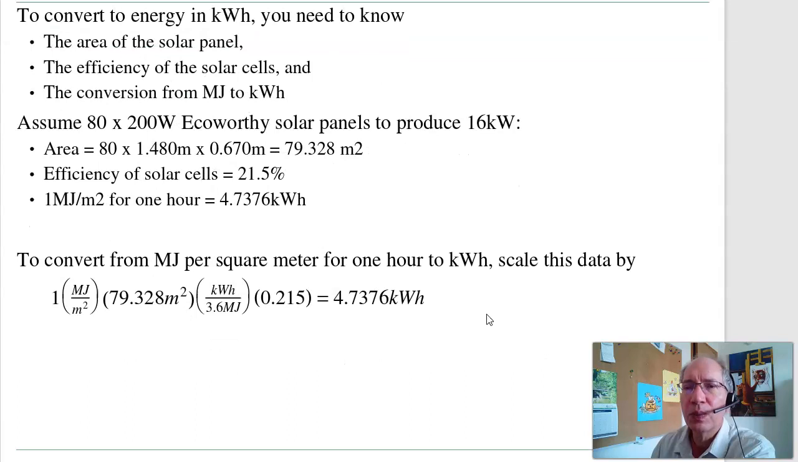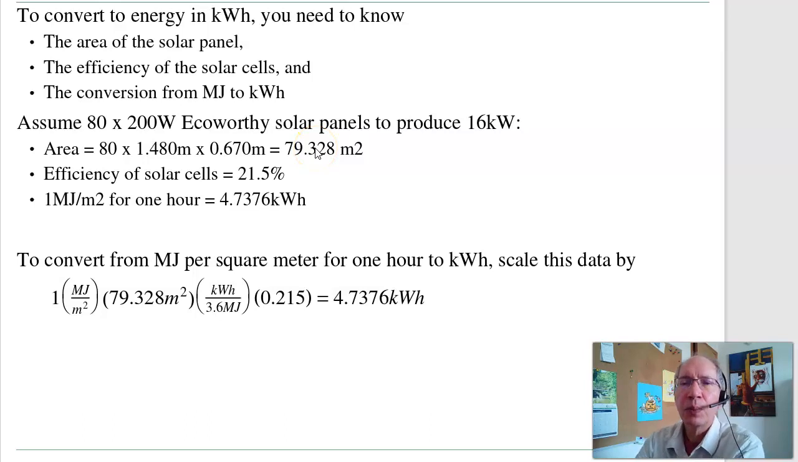All right. So let's look at these solar panels. The units are megajoules per square meter. I want to convert that to kilowatt hours. Well, if I assume 80 200-watt Eco-Worthy solar panels to produce 16 kilowatts, for the area of the panels, I'm going to go to eBay and look up Eco-Worthy solar panels. The area is 1.48 meters by 0.67 meters each, times 80. I've got 79.328 square meters. That'll tell me the total megajoules coming in on these solar panels.